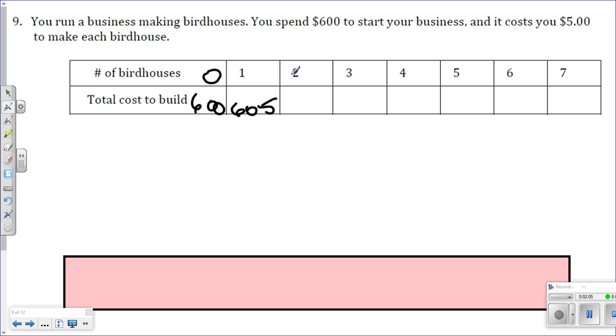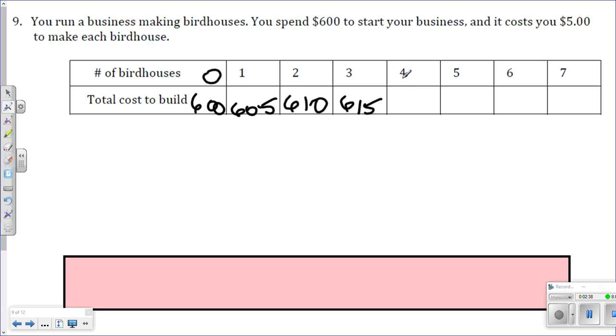Then the next day we get another order for a second birdhouse. And we've already spent that $605, but now we have to spend $5 more in order to get that second birdhouse prepared. So the grand total spent is $610. Hopefully you're seeing a pattern here that with every additional birdhouse, we're having to add a $5 cost. So 3 birdhouses would give us a total expense of $615.